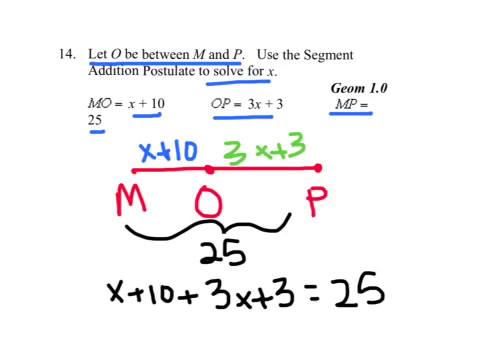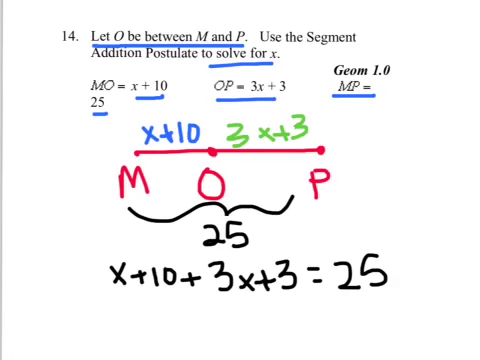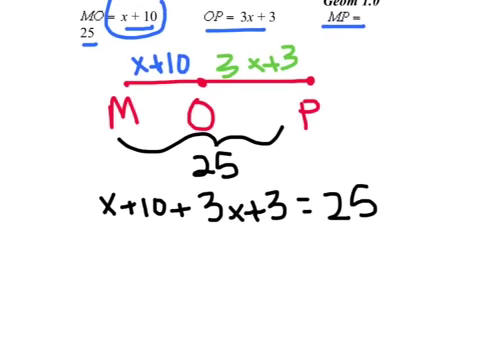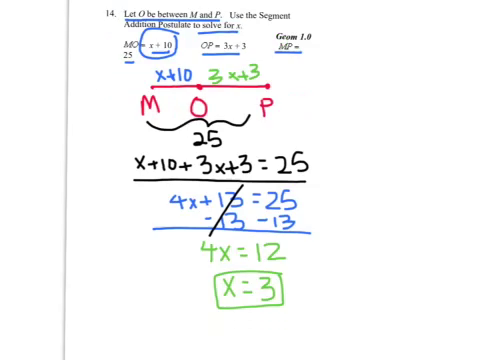Hopefully this is the picture you drew, because it said O was between M and P. So O is between M and P. They told us MO was x plus 10, OP is 3x plus 3, and MP is 25. So the equation we need to solve is right here at the bottom. Go ahead and solve for x real quickly. Here is the rest of the work. Hopefully when you solved it, you got that x was equal to 3.